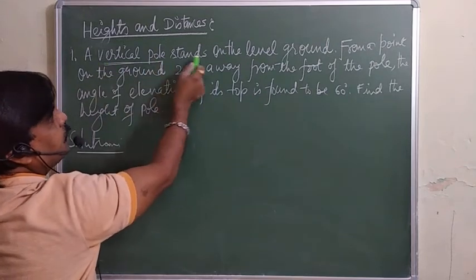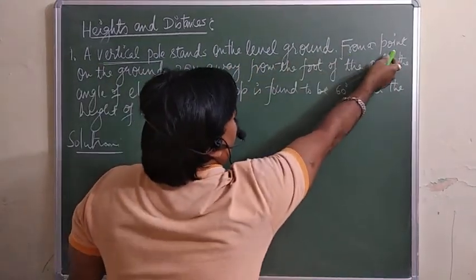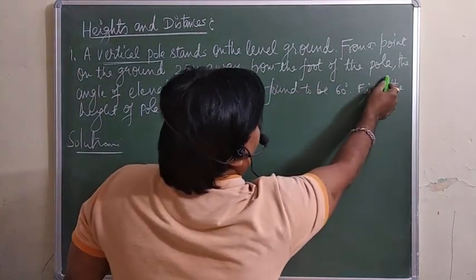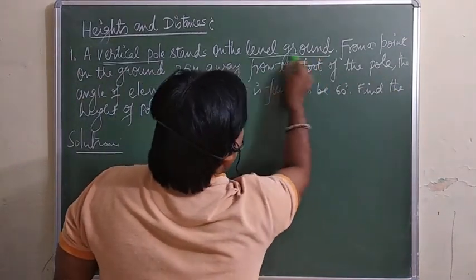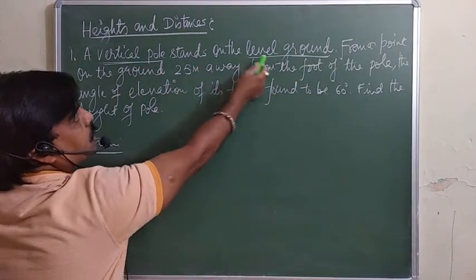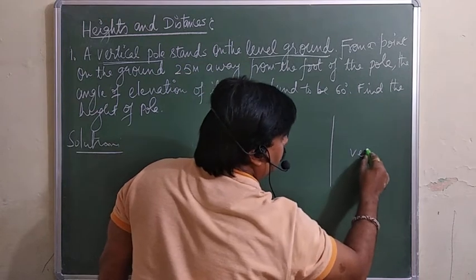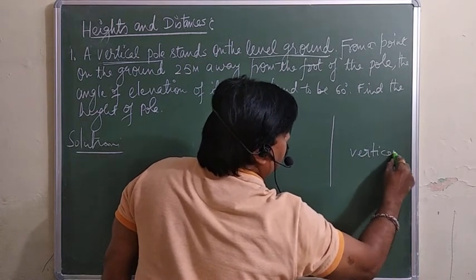So there is a vertical pole standing on the level ground from a point on the ground 25 meters away from the foot of the pole. So from here there is a vertical pole standing on the level ground. You can assume this is a vertical pole.